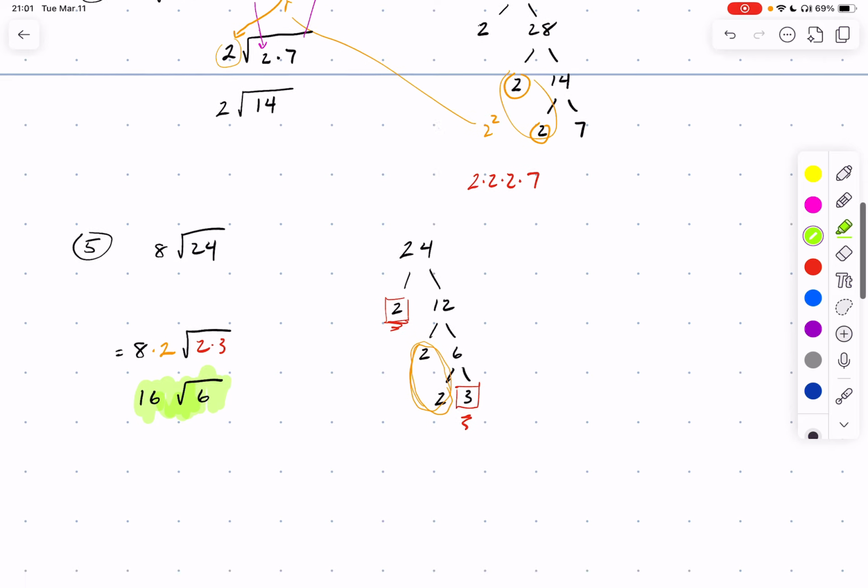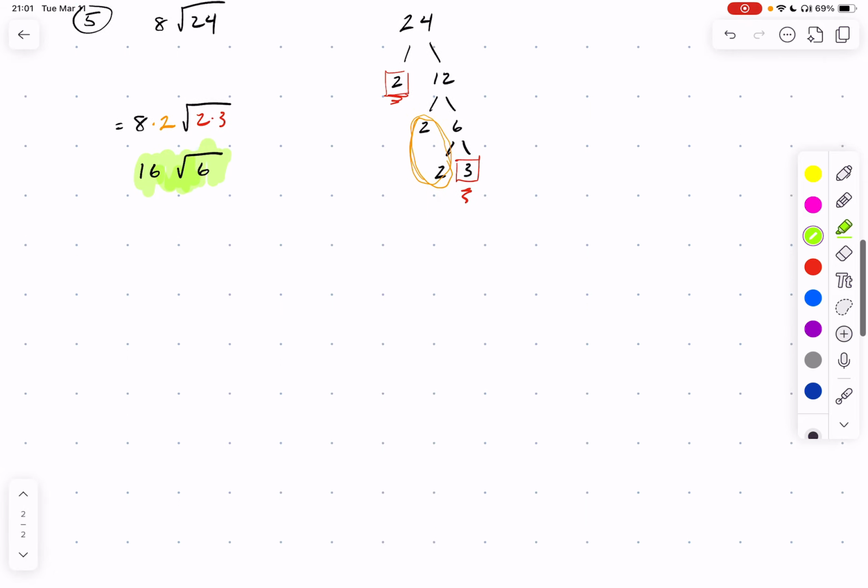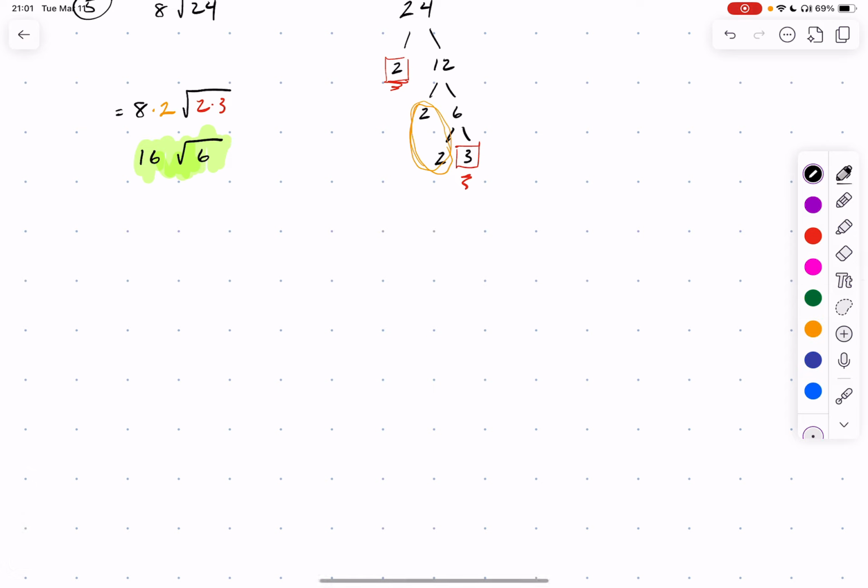We'll do one more example, and then I'll let you get started with some practice. So we've got 6 times the square root of 150. And again, I will use my prime factor method. Let's see, I know right away this is divisible by 10. So 10 and 15.